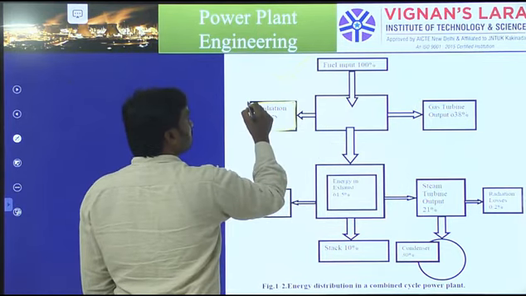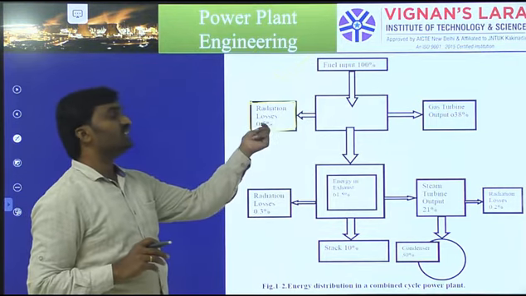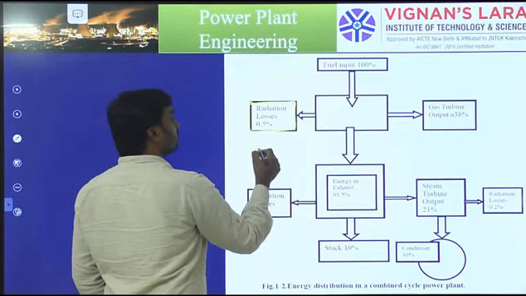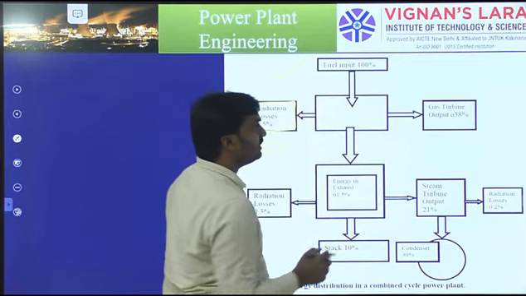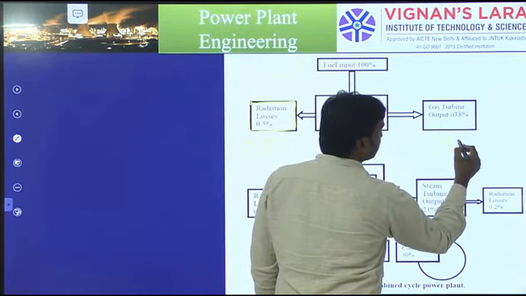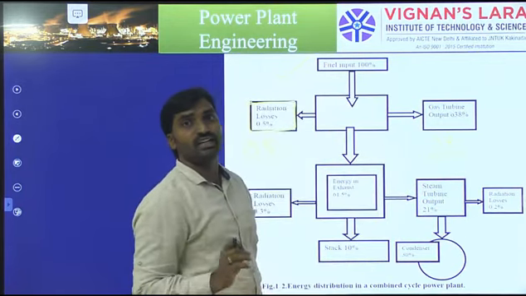The minor loss is the radiation losses. How much energy is lost due to the radiation? That is only 0.5%. So 0.5% of energy is wasted due to the radiation losses, and at the output we are getting an efficiency of around 38%. So we are gaining 38% energy output.